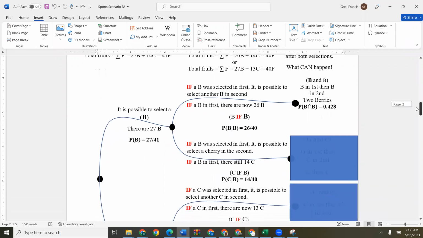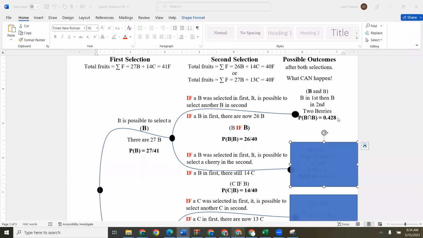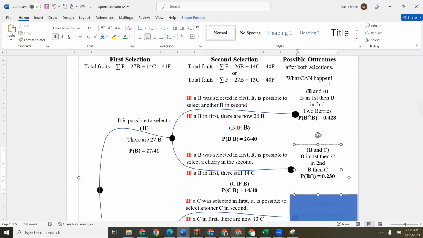Now, an outcome could be berry in the first and cherry in the second. We're going to multiply 27 over 41 times 14 over 40 to get a berry and cherry. So berry and cherry means berry in the first, then cherry in the second. B and C is 27 over 41 times 14 over 40, which will give us 0.230.